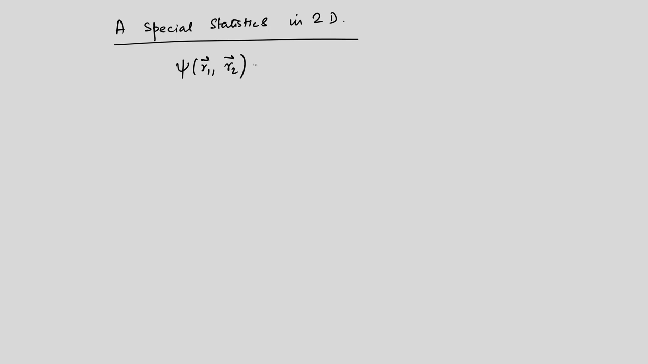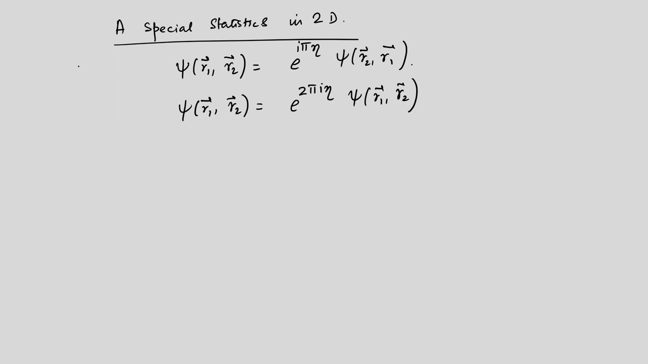Okay. So, the exchange of two particles in three dimensions brings in a phase. And that phase can be written as, if I have a psi of R1, R2 and I swap these two particles, then it brings in a factor of exponential i pi eta, and this eta is typically equal to 1 and 0 for fermions and bosons. If you do this twice, then it should come back to the same scenario, which means that this is equal to exponential 2 pi i eta times psi of R1, R2. So this is exchange once, and this is exchange twice.